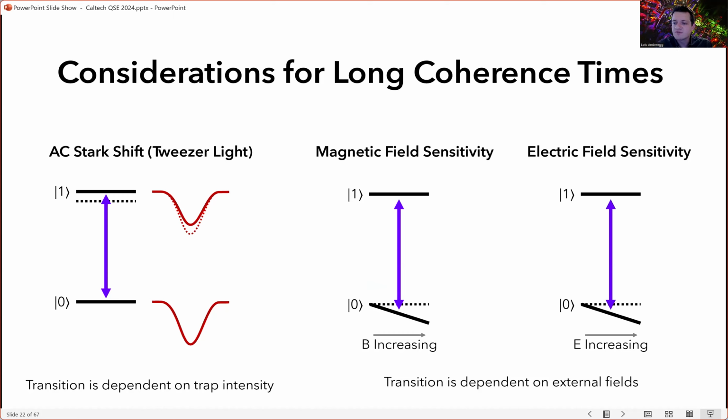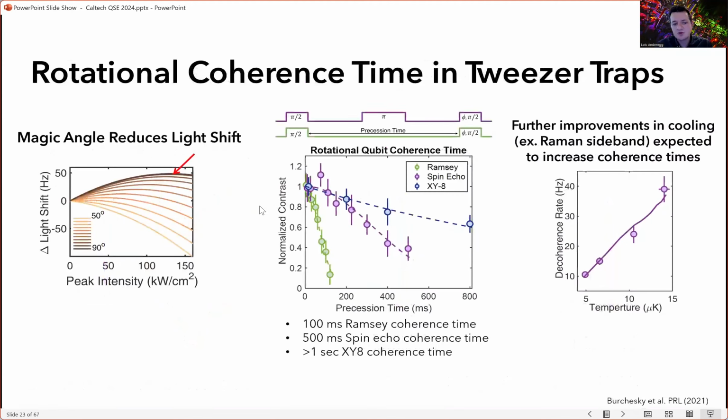So here, the goal is to find a set of qubit states within these molecules that have minimal sensitivities to all three of these, and that's what we've been able to do. By tuning the polarization angle of this tweezer trap in combination with some magnetic fields, we're able to tune the derivative of this light shift to be zero. This means we're minimally sensitive to any change or noise in the trapping intensity, and this allows us to get much longer coherence times.